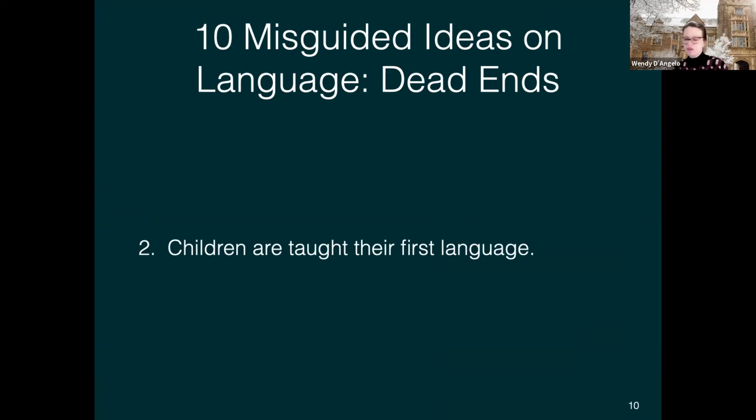So the other misguided idea here is that children are taught their first language, right? So a lot of us remember in grade school being taught certain things, right? Especially if you, you remember. I remember when I was in grade school, we never called it English, which is really interesting. We always called it language arts. That's what we called English, right?